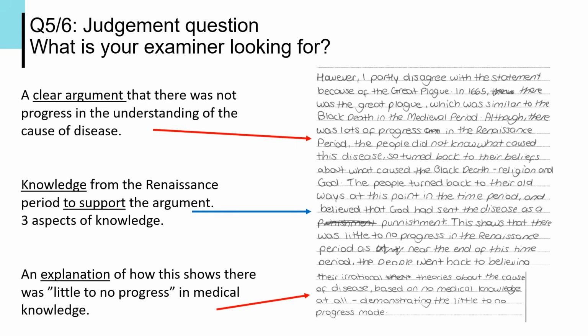And your examiner will be looking for you to explain your arguments. And here on this answer, we can see at the end that the candidate has explained how the Great Plague shows that there was little to no progress in medical knowledge. There's not one way of approaching a paragraph, but do try to include these three things.